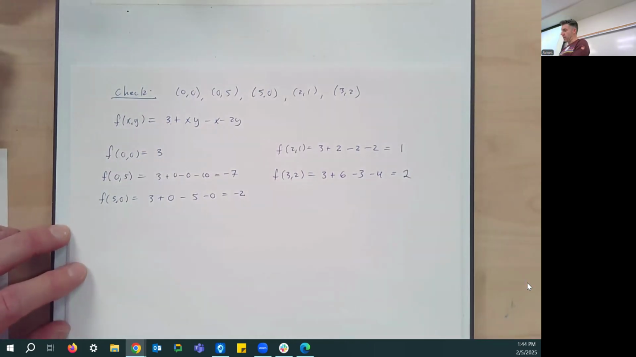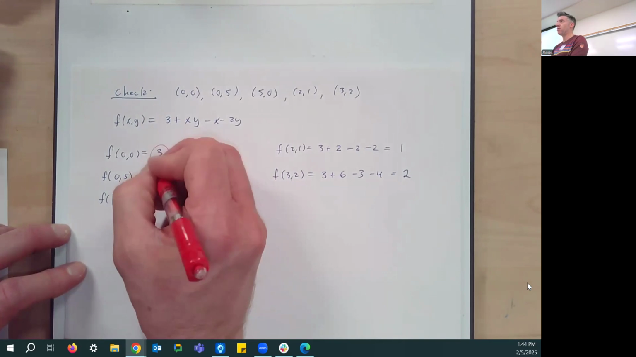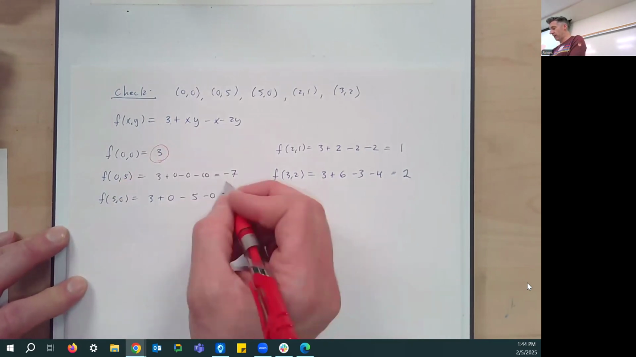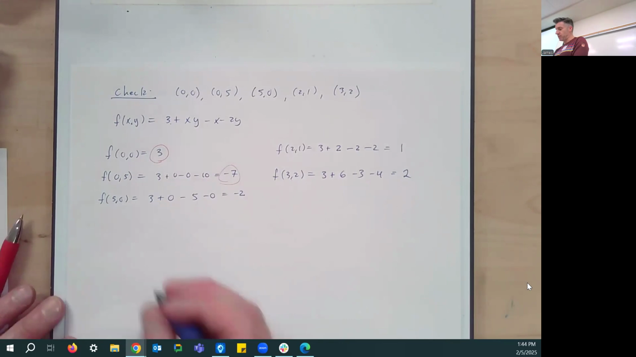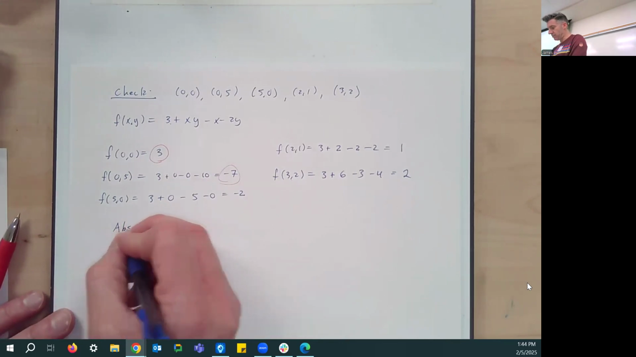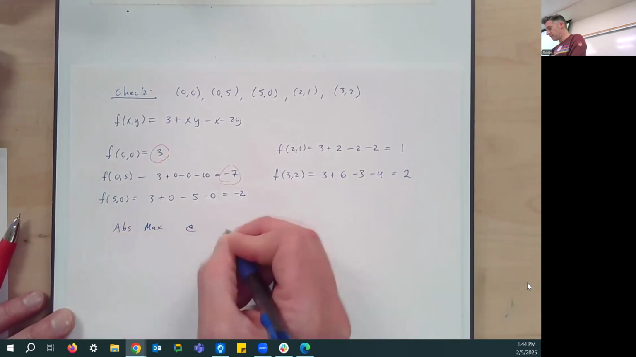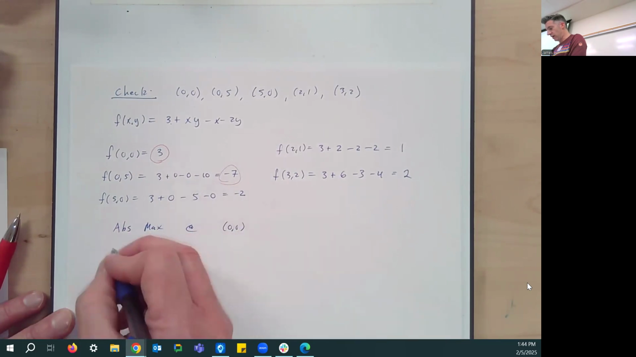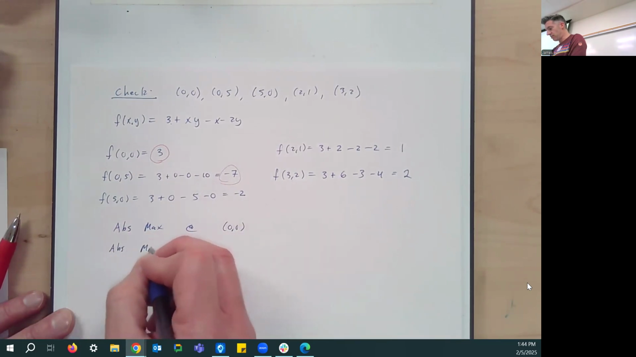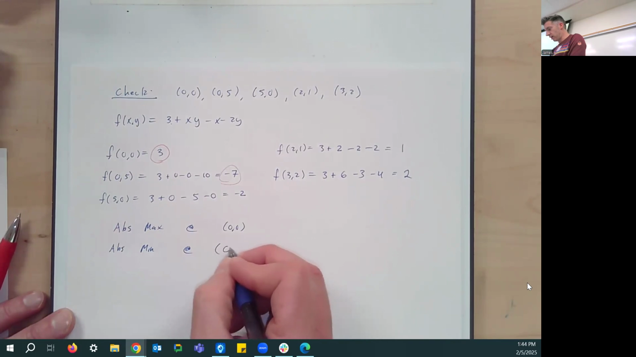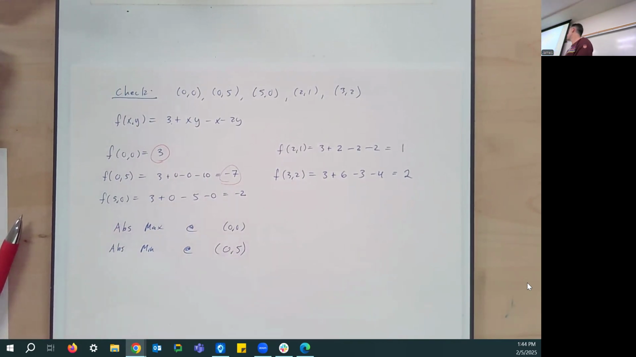And then which one's the biggest? It looks like it is 3. Which one's the smallest? It looks like it is negative 7. So we have an absolute maximum at 0 comma 0, and absolute minimum at 0 comma 5. Kind of neat.